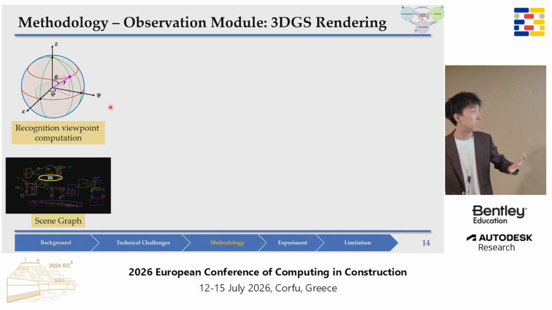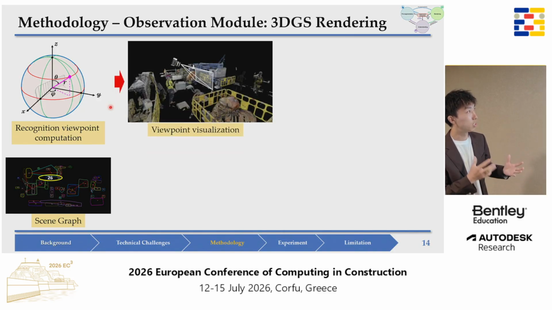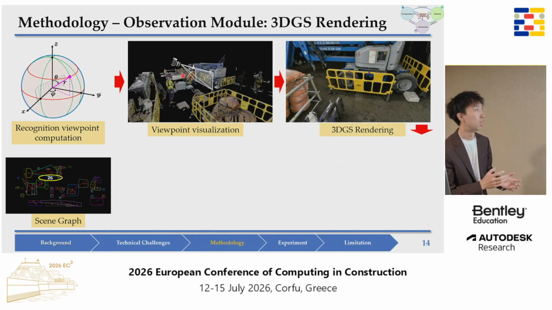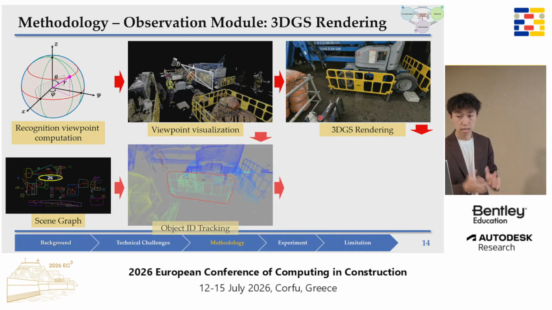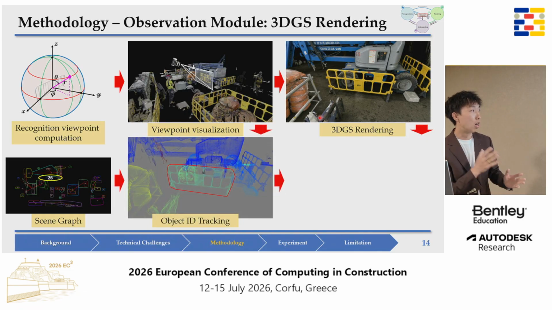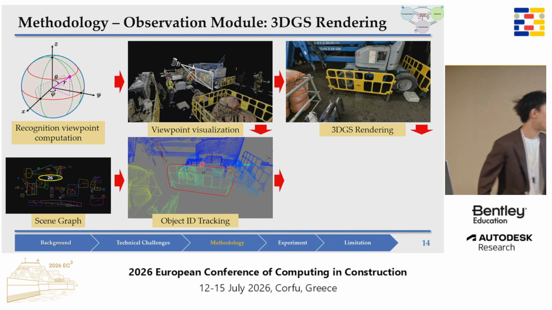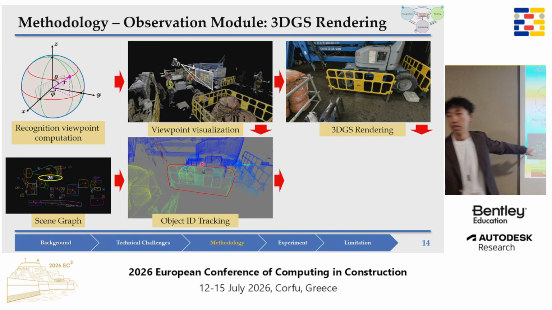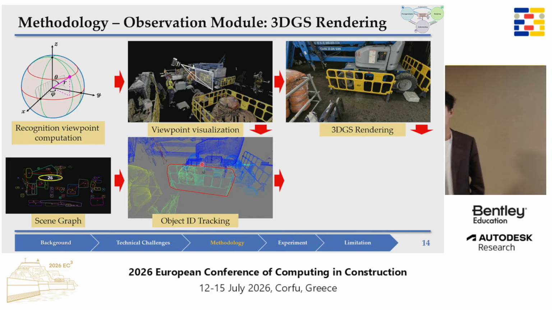So based on these viewpoint calculation steps, finally we can calculate the best viewpoint like shown here. Based on this viewpoint, we can generate the 3D Gaussian rendering results like shown here. At the same time, we can get the 3D point cloud projection in this specific viewpoint, and also we can get the cluster ID from the scene graph we have created.